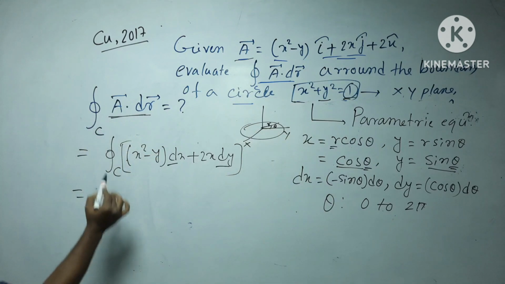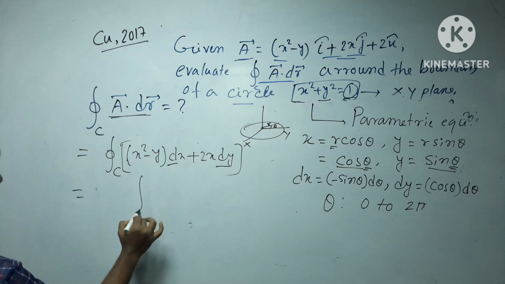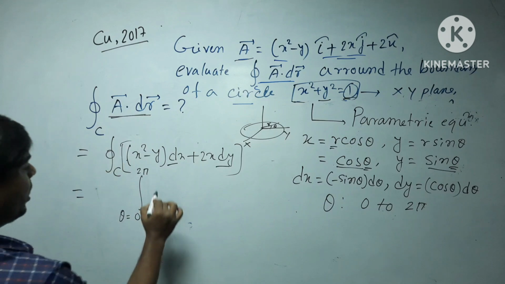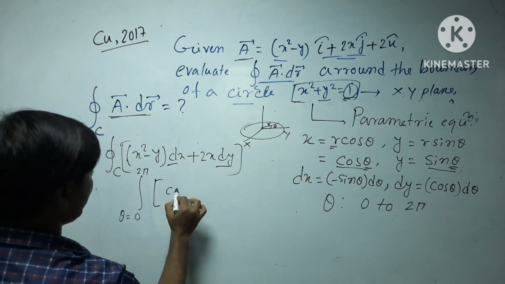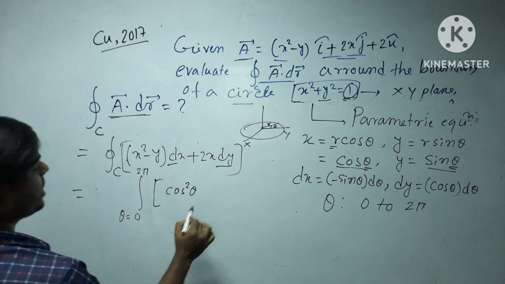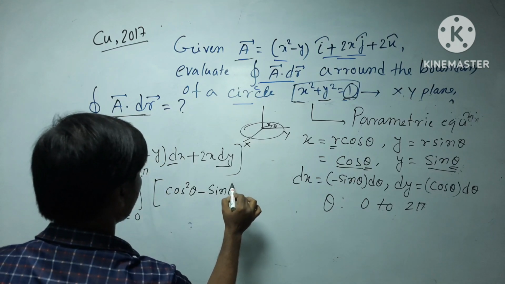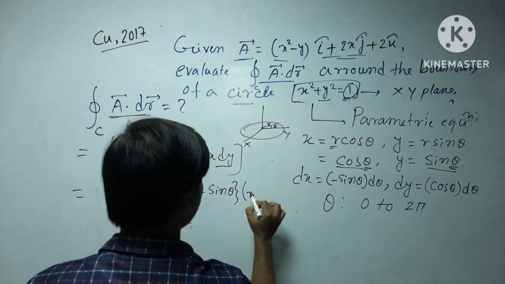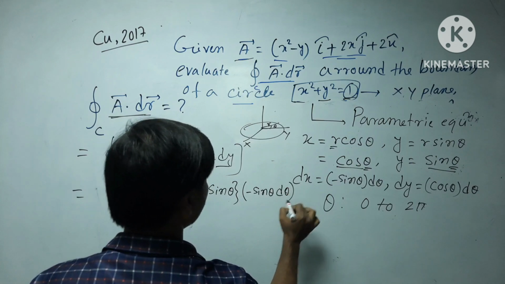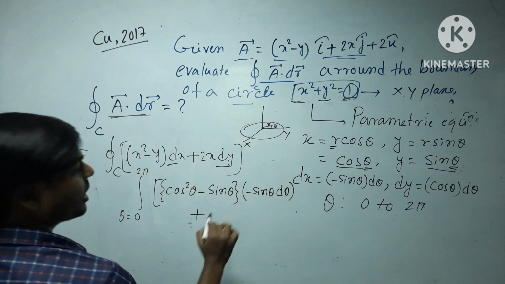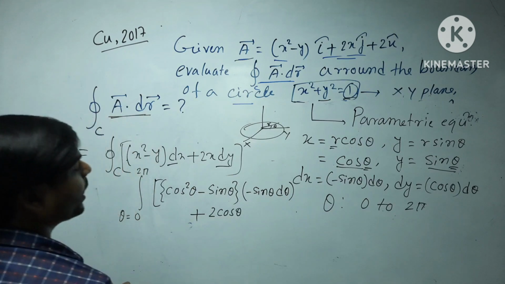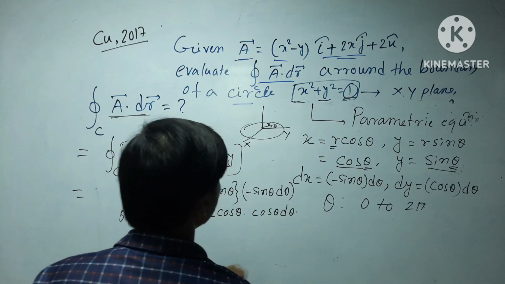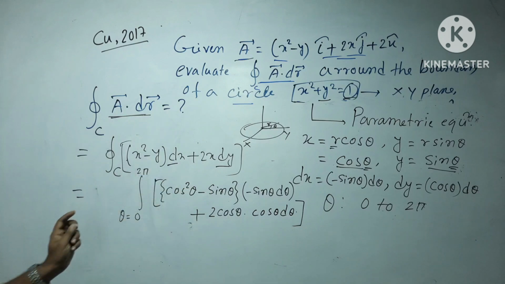So now when we use this parametric equation, theta is equal to 0 to 2 pi, we got the integration limit. Now use this x square, that is cos square theta, minus sin theta dx, dx is equal to minus sin theta d theta, plus 2x, that means 2 cos theta, okay, and dy, dy means cos theta d theta. So this is the total integrand right now.